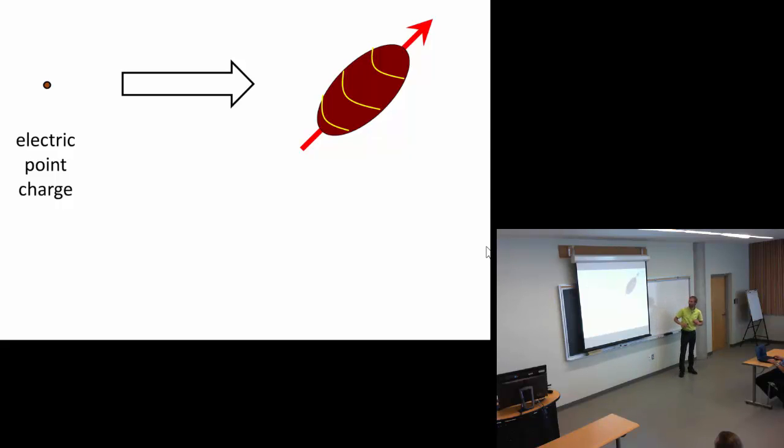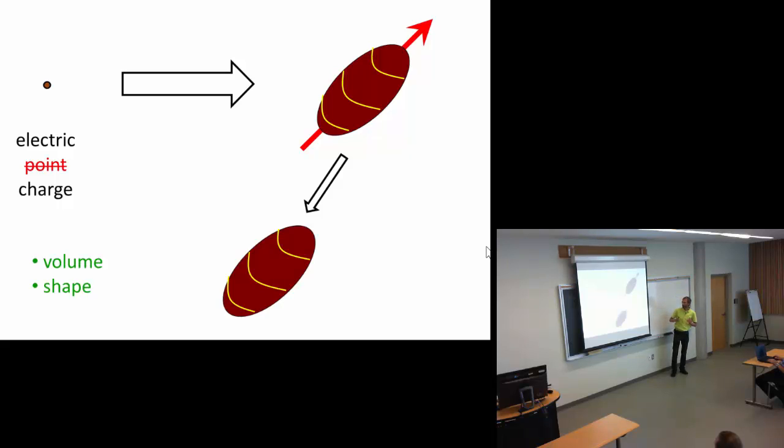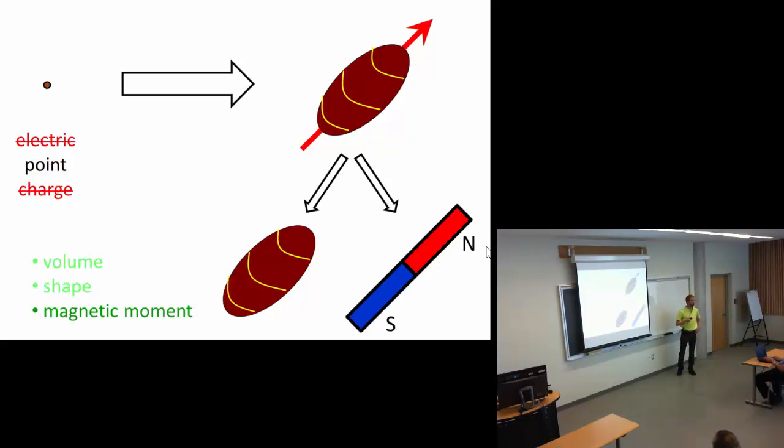Start at the left of this picture with a mathematical point nucleus. And here at the right, I have a cartoon of what would be a real nucleus. What are the differences? Well, first of all, a nucleus is not necessarily a point. It can be an object with some volume and with a particular shape, often these ellipsoid types of shape. And it also doesn't need to be only an electric charge. A nucleus can have a magnetic dipole moment, which we will symbolize in this talk by a bar magnet with a north and a south pole.